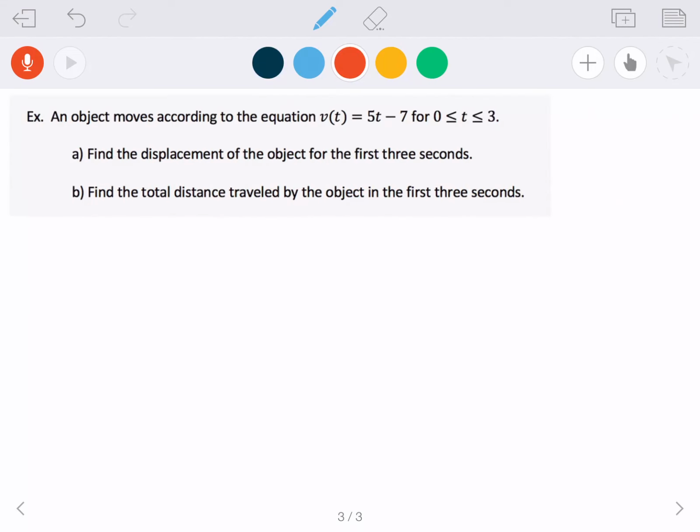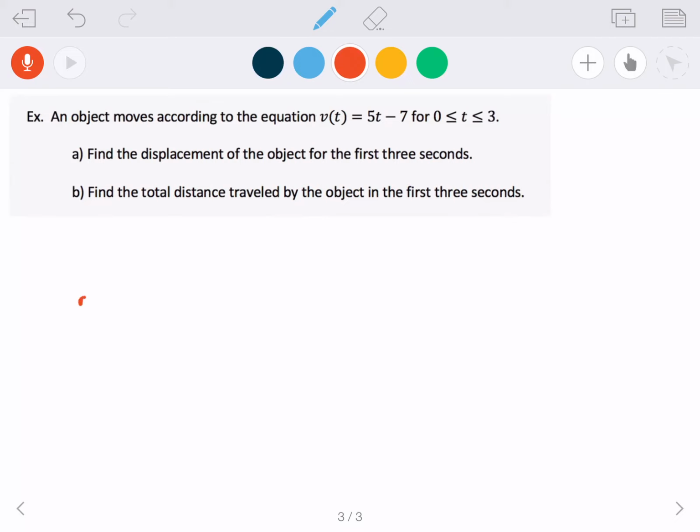These problems are good. Let's do this one. An object moves according to the equation, blah, blah, blah. Find the displacement of the object for the first 3 seconds. And then part B, we're going to find the total distance traveled. And I hope you understood the difference between displacement and the total distance traveled, right?